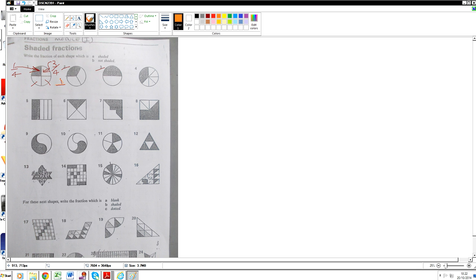Okay, Layla, what do you get for the shaded part? Yeah. And how much is not shaded, Layla? 2/3, lovely. Okay, this one here, let's have Mr. Yusuf. How much shaded? And how much not shaded?